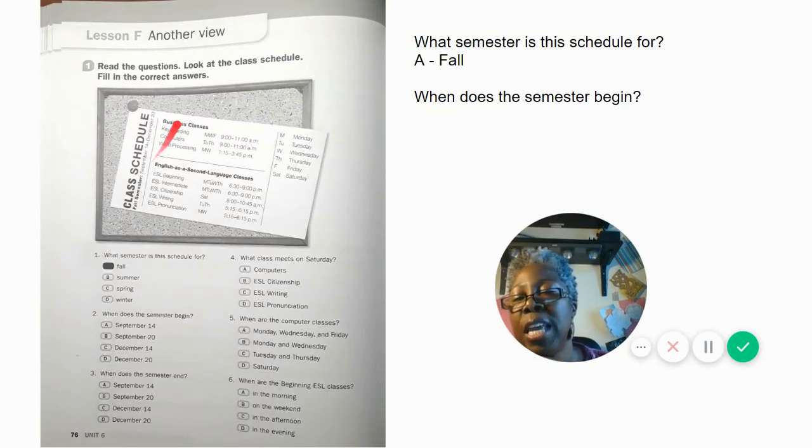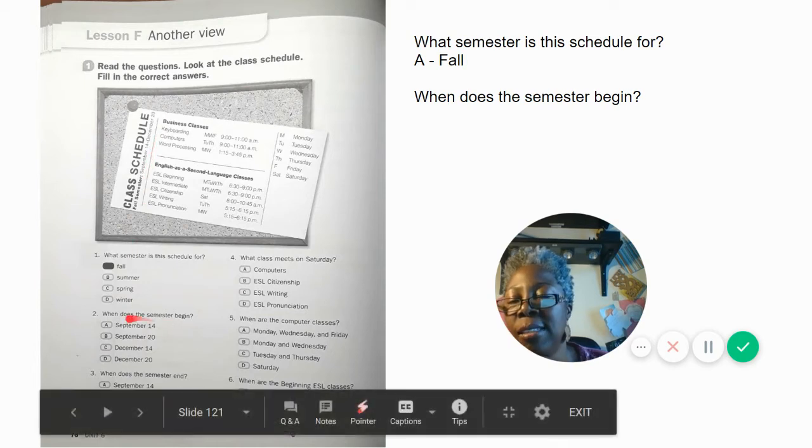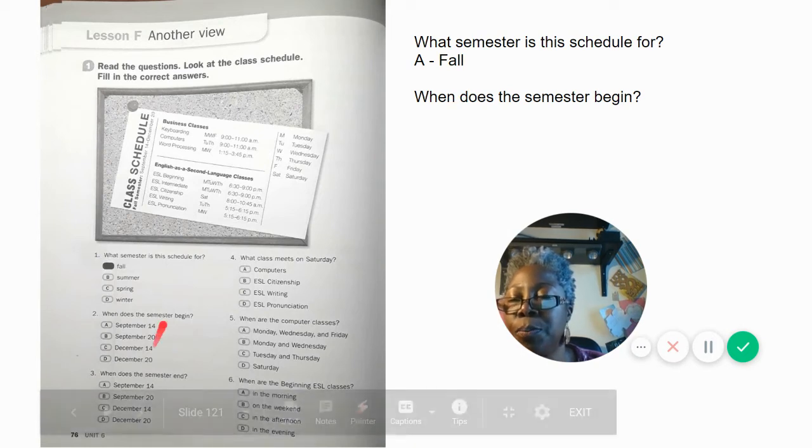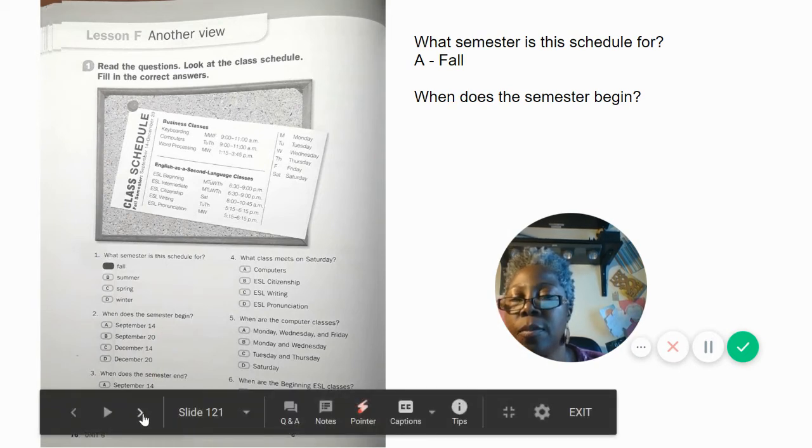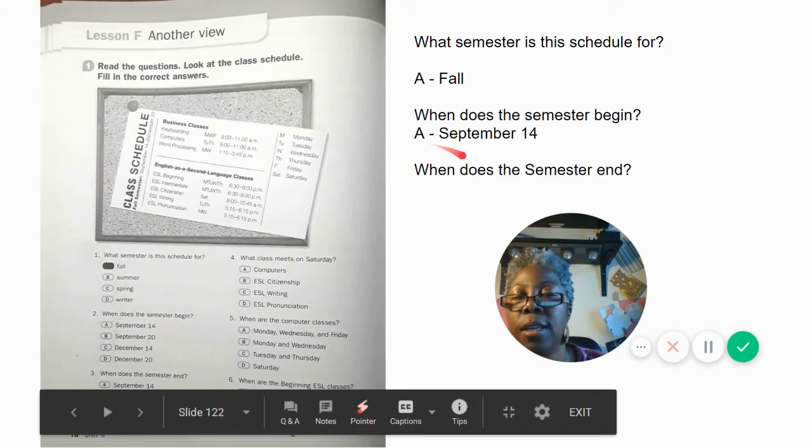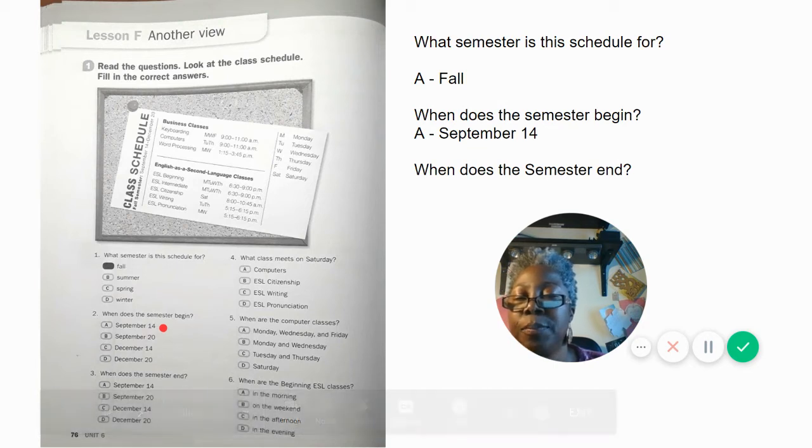So you look over here, and then let's look here, and let's see what are our choices. We have September 14th, September 20th, December 14th, and December 20th. And what's the correct answer? September 14th, A.